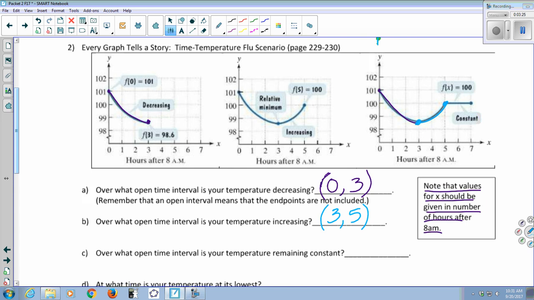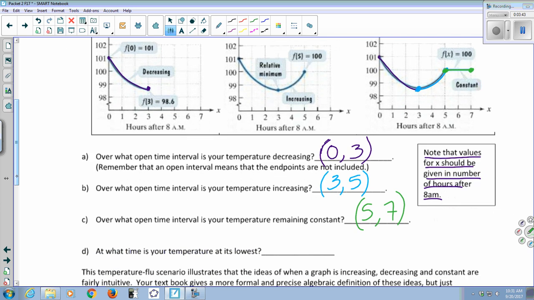Over what time interval is your temperature remaining constant? That's this last little piece here, from hour 5 to hour 7. And again, we're giving an open interval, so we put 5 to 7 with open parentheses. At what time is your temperature the lowest? That happens at our relative minimum right here. They've only asked for the time, so I only have to give the x coordinate 3. So I would accept hour 3, or 11 a.m., 3 hours after 8 a.m.